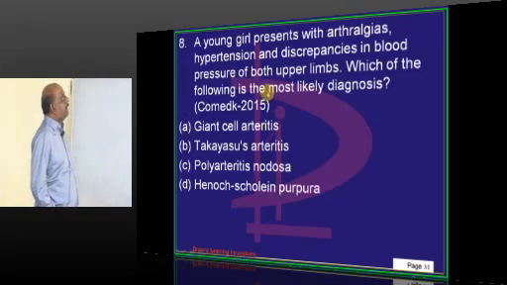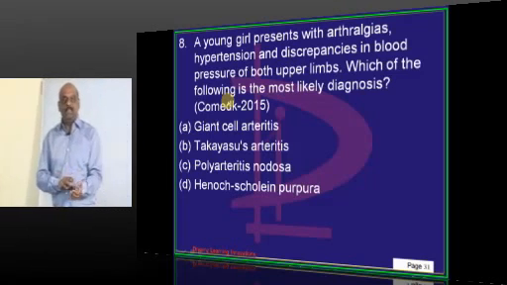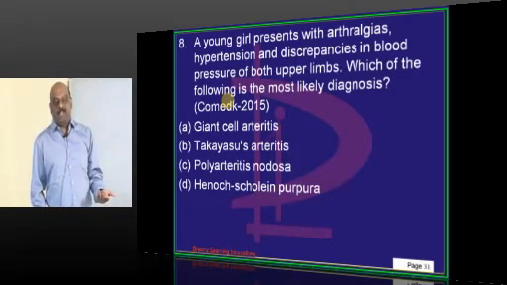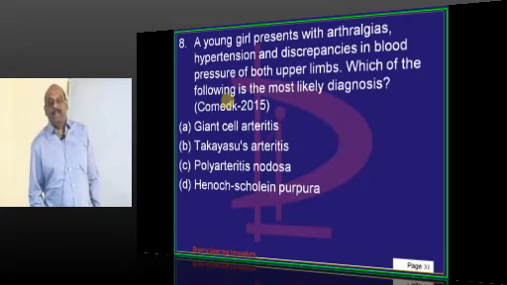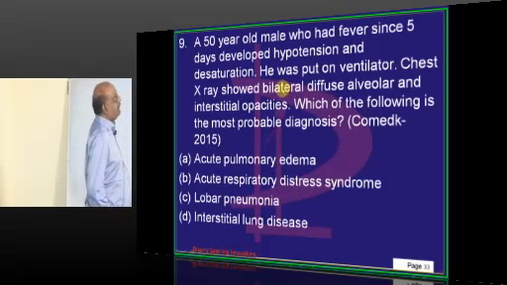A young girl, arthralgias, hypertension, discrepancies in the pulse, it's called pulseless disease. One question on vasculitis, without that there is no entrance exam. So it is Takayasu arteritis.